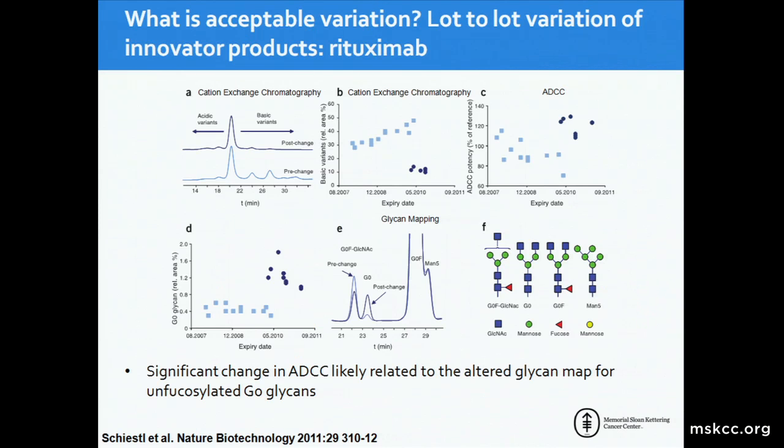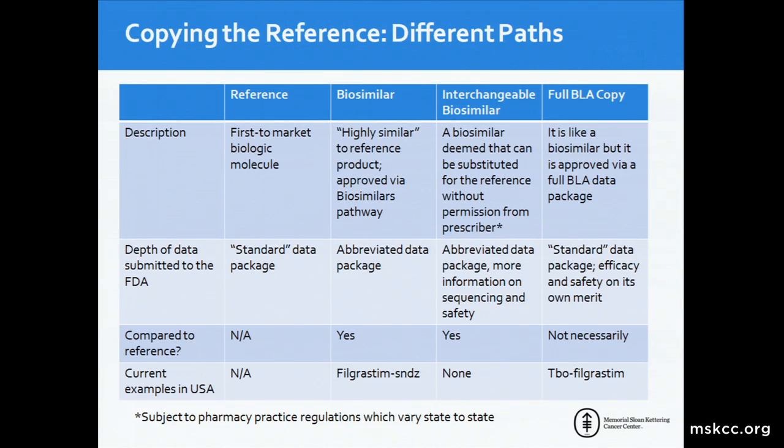So there are data, and this is an example of rituximab, of lot-to-lot variation analyzed at different times of commercial source drug. So differences in cation exchange, differences in ADCC. There was a process change that resulted in about a 10% increase in ADCC. Why is that important? Well, ADCC is probably the most important mechanism of action, certainly of single-agent rituximab. So the drug actually changed over time. And this is possibly in part due to a difference in glycan mapping.